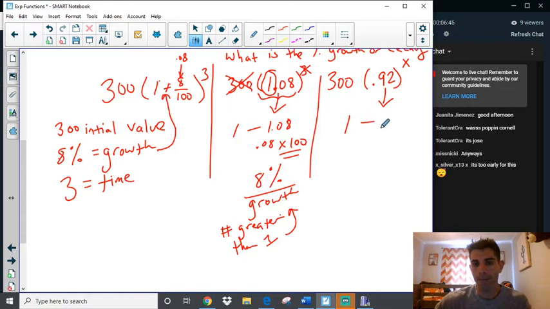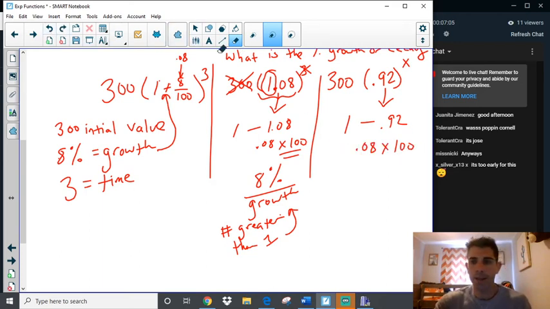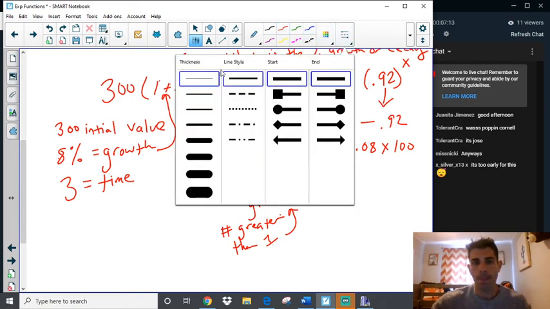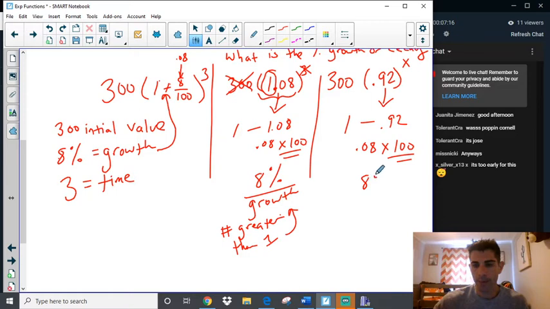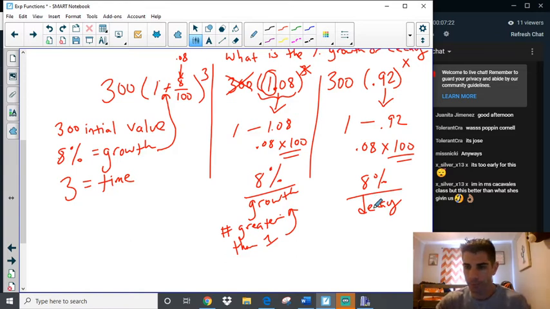Now let's do this one. 1 minus 0.92. That's going to be 0.08. We're going to times that by 100. Oops, I thought I wrote it wrong, I'm doing the answer in my head. Oh, no, I did it right. 1 minus 0.92 is 0.08. We always multiply by 100. And that's going to be 8%. But this question is going to be a decay.